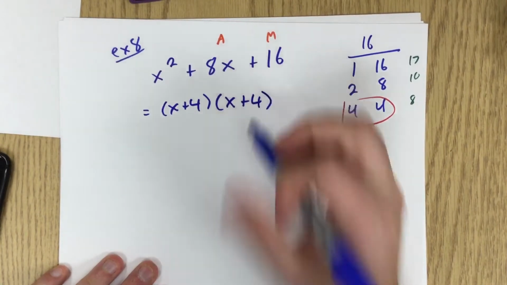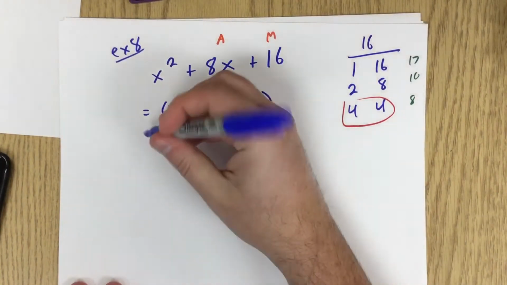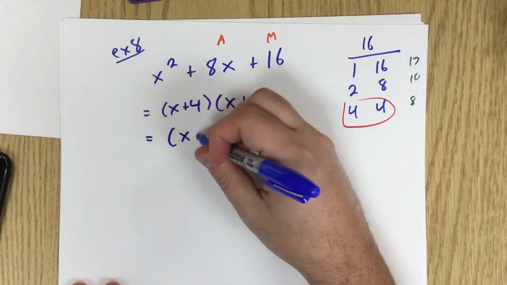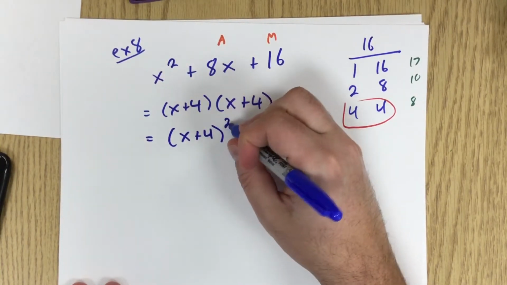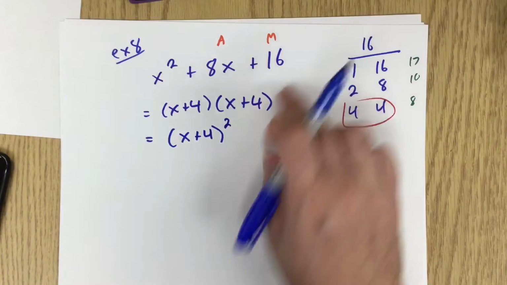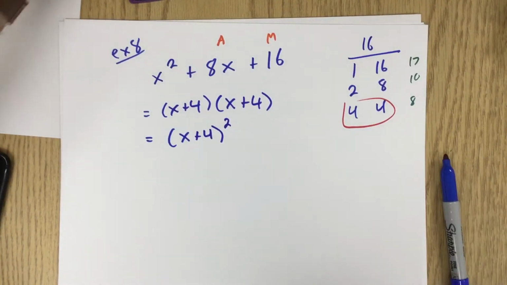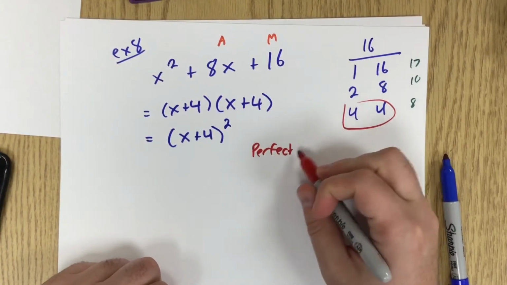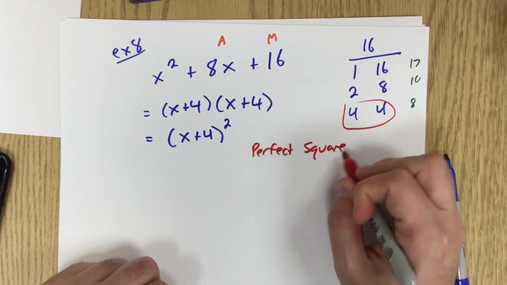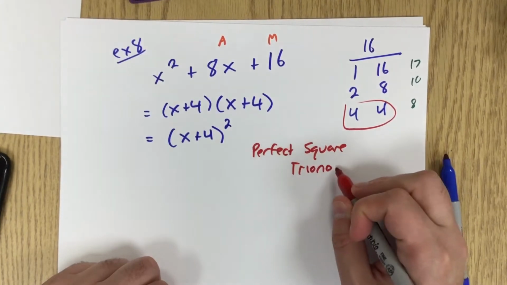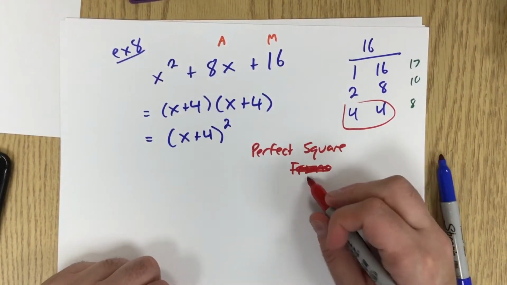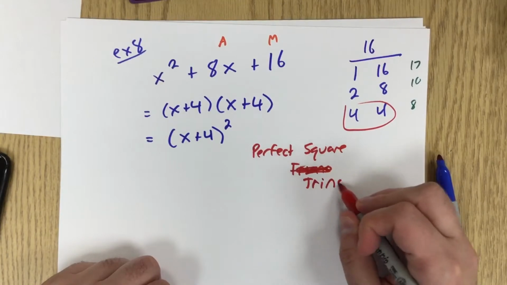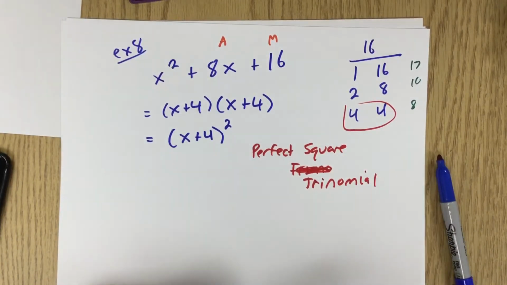But in this case, we can't just leave it like that. We actually have to do one more step. And the one more step is you have to write it like this: x plus 4 squared. So x squared plus 8x plus 16 is x plus 4 squared. We actually have a name for this one. We call it a perfect square trinomial. I spelled that wrong. Trinomial, which is just three terms that happen to be something equal to something squared.